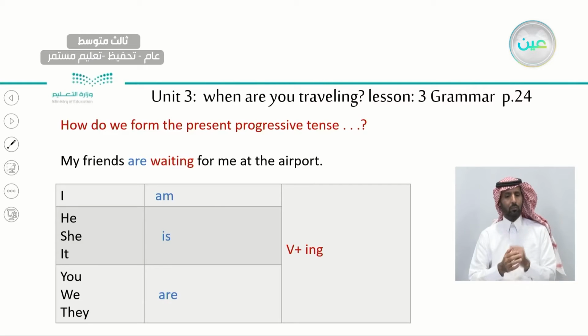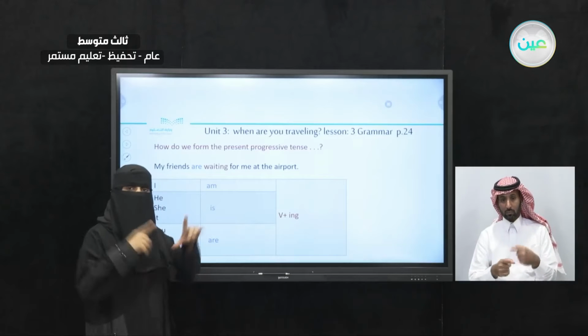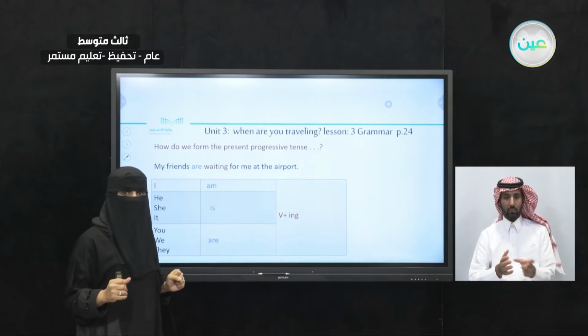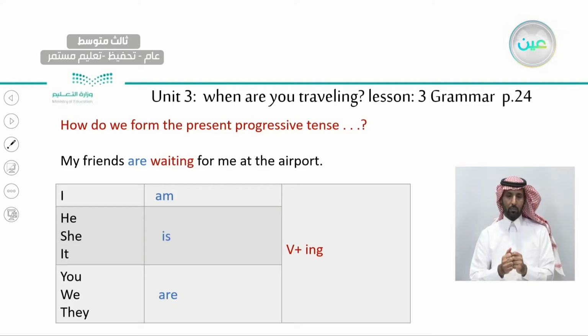How do we form the present progressive? How do we structure the sentence? Look at the example. My friends are waiting for me at the airport. This is one of the examples you can find in your book, page 24. This is one of the examples. My friends are waiting for me at the airport.